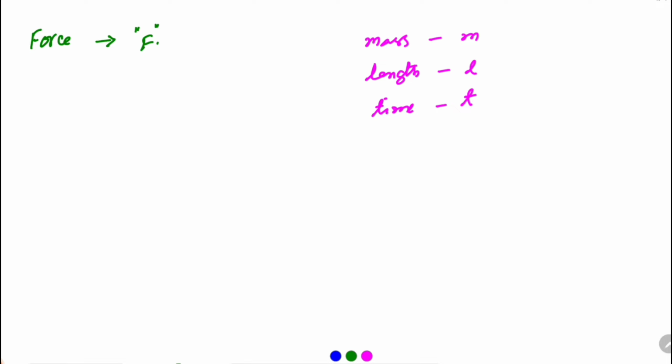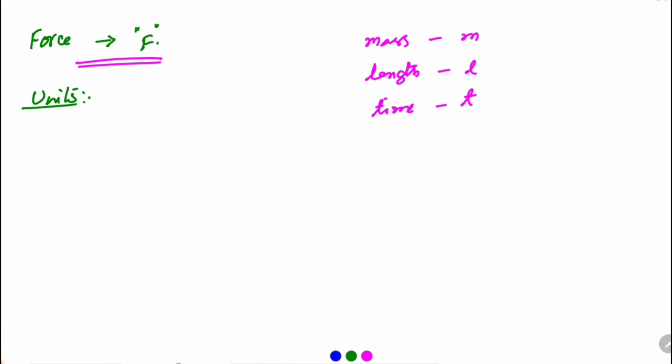Let's go to our whiteboard to discuss a few more points about force. So force is denoted by the letter F, children. You might have learnt in your 6th class that mass is denoted by the letter M, length is denoted by the letter L, time is denoted by the letter T. Clear? Similarly, force is denoted by the letter F. Now let's see what the units of force are.